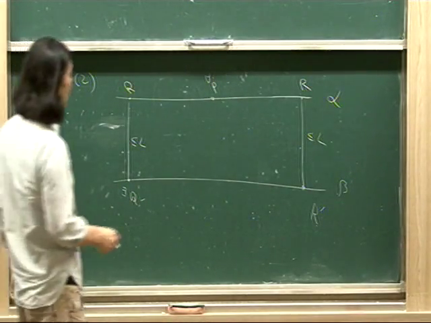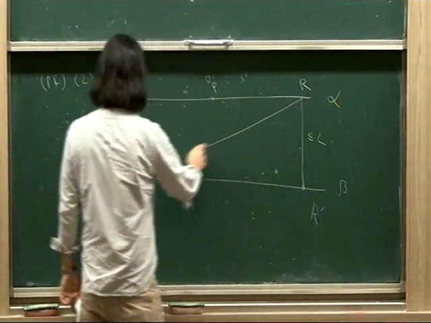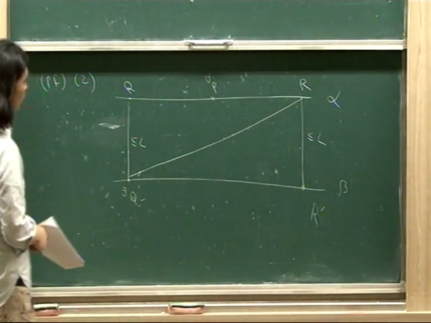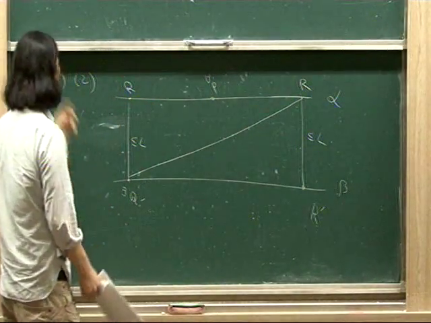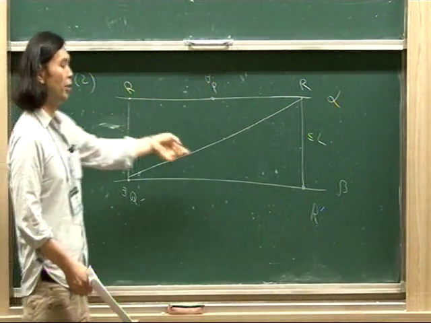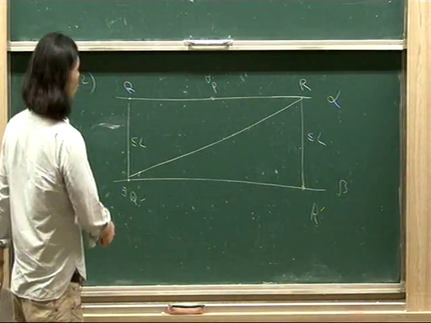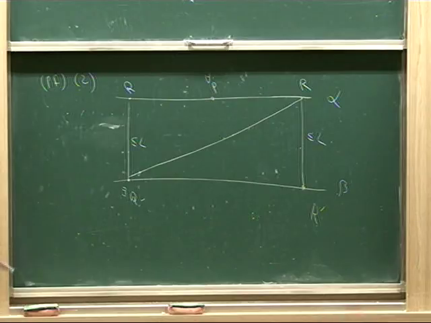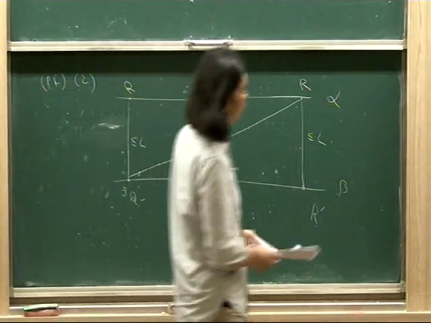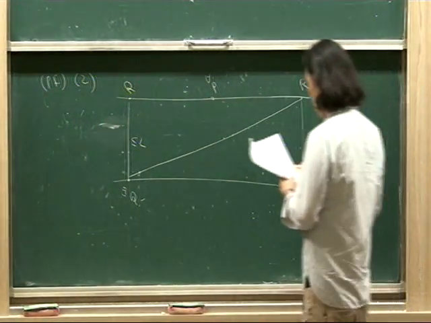Okay. And then I draw a geodesic between Q prime and R prime. And I know that you see two triangles, each of them is delta hyperbolic, delta thin, because I assume it is delta hyperbolic.